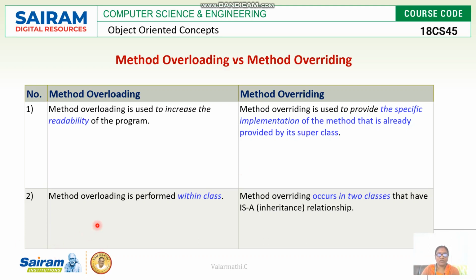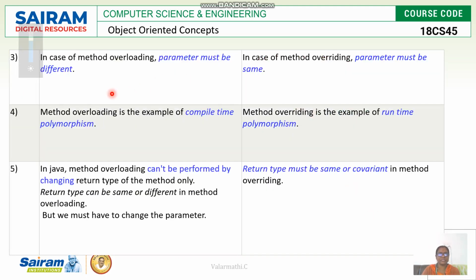Then method overloading is performed within a class, but overriding is not performed within a class. It occurs between two classes, between a subclass and a superclass. Then another difference: in method overloading, parameters must be different, but in overriding parameters must be the same. That is, method overriding completely follows the same signature defined in the superclass.